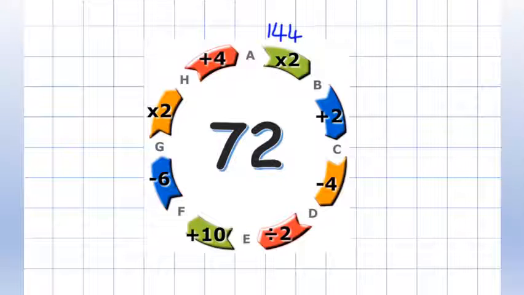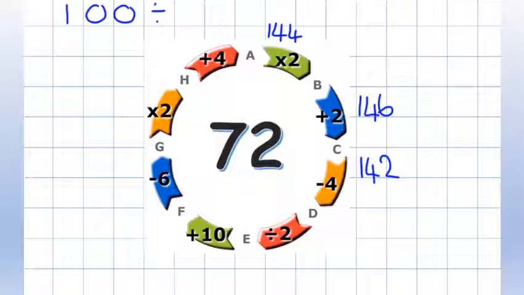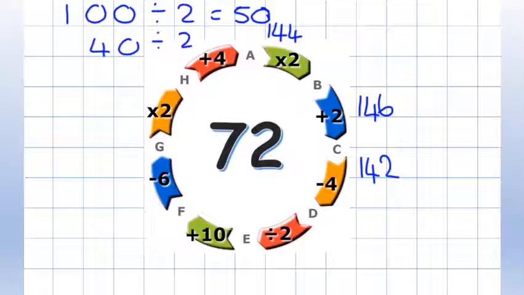Next one. So to 144 we've got to add 2. 146, nice and simple. To 146 we've got to take away 4. Takes us to 142, which we've then got to divide by 2. So 142 divided by 2, we partition it again. So let's do 100 divided by 2 because we know that's 50. Then we'll do 40 divided by 2, which is 20. And 2 divided by 2 is 1.